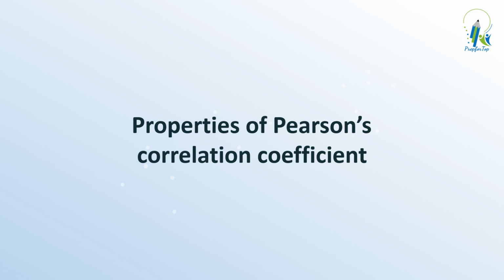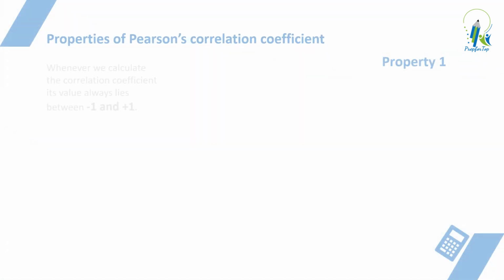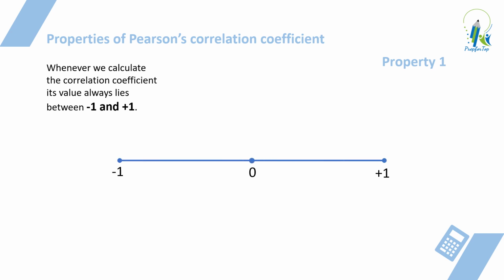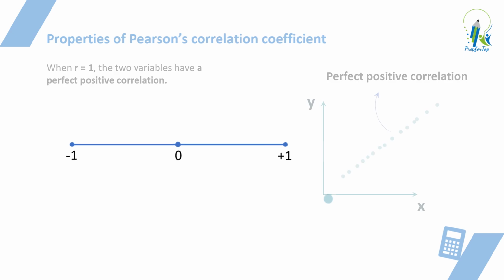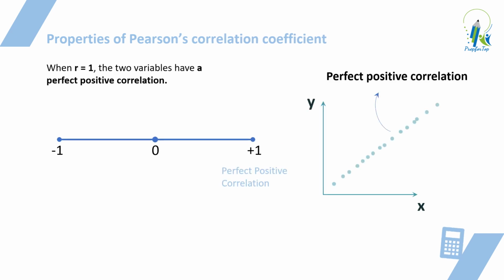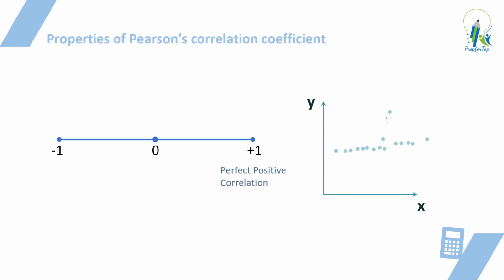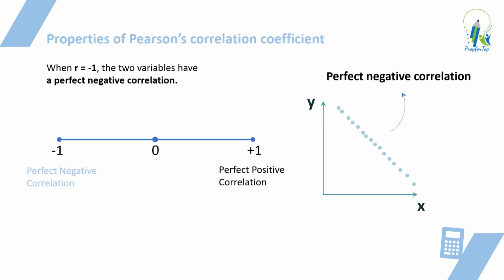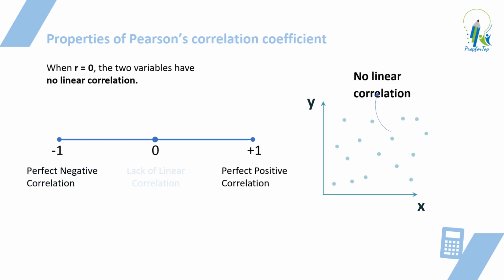Properties of Pearson's correlation coefficient. Property 1. Whenever we calculate the correlation coefficient, its value always lies between -1 and +1. When R equals 1, the two variables have a perfect positive correlation. When R equals -1, the two variables have a perfect negative correlation. When R equals 0, the two variables have no linear correlation.